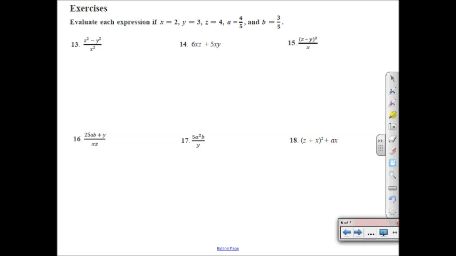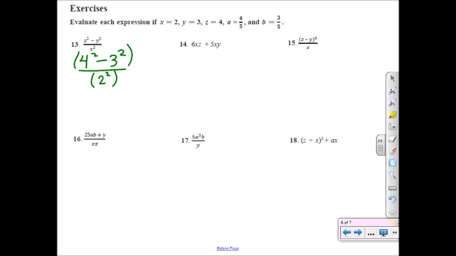In number 13, we have z squared minus y squared over x squared. So z is 4 squared minus y is 3 squared, all over 2, which is x squared. And again, I'm going to put those things in parentheses to remind myself. So parentheses, and then inside the parentheses, the first operation I need to do is exponents. That's the highest.